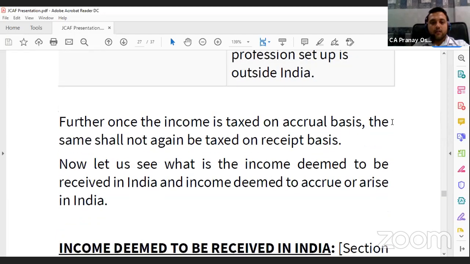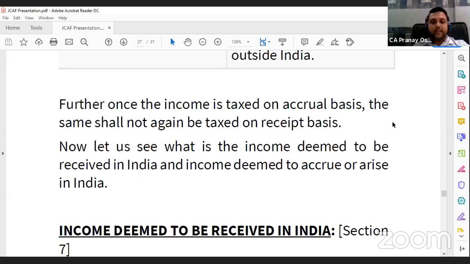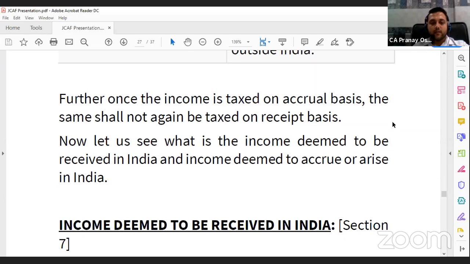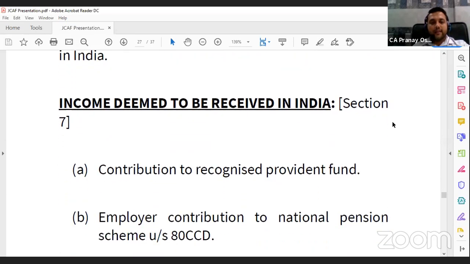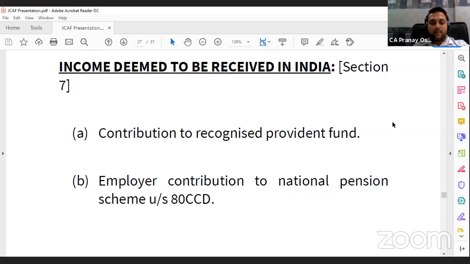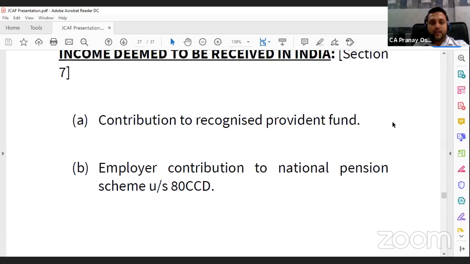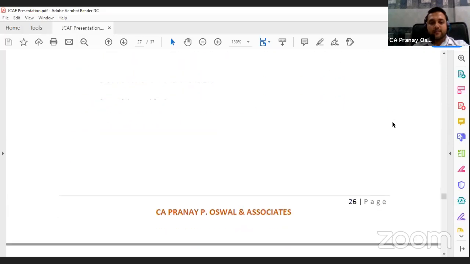Now let us see what is income deemed. What do we mean by income deemed to be received in India and income deemed to accrue or arise in India? As per Section 7 of the Act, the following income is deemed to be received in India. This is just a list of income which is deemed to be received in India. First is contribution to recognized provident fund, and employer contribution to national pension scheme under Section 80CCD.